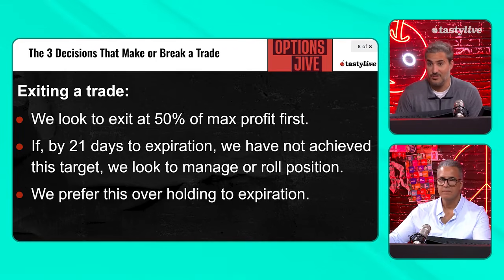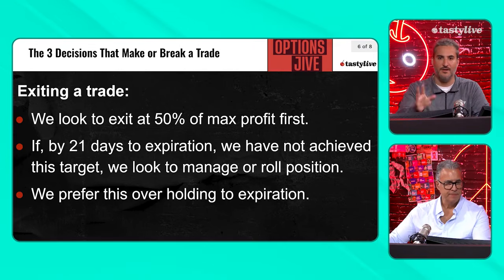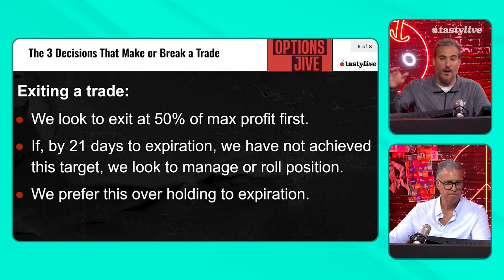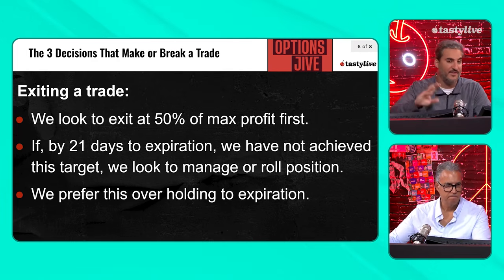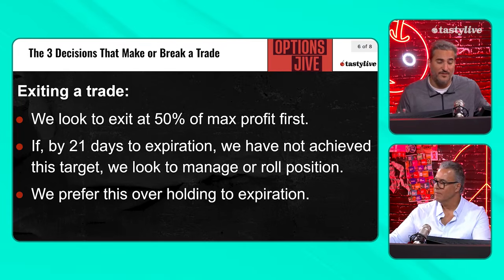So when we exit trades, we look to exit around 50% of the max profit. Again, this is just kind of a metric to hang your hat on. If you get something that moves 20% in a couple days, you're well ahead of the curve, right? The 50% should take 50% of the days. So if you start a trade with 40 days, it should take you 20 days to get to 50% of the max profit. That's just roughly how the math works.